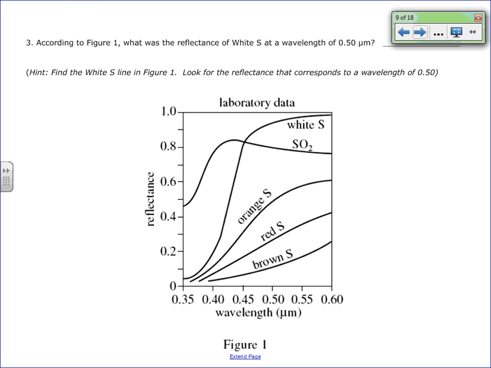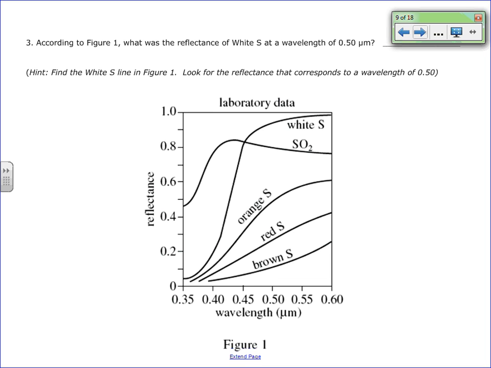All right, which brings us to question 3 then. According to figure 1, what was the reflectance of white S at a wavelength of 0.5 micrometers? All right, what do we get for an answer for this one? The hint is find the white S line in figure 1, look for the reflectance that corresponds to a wavelength of 0.5. What do you get?